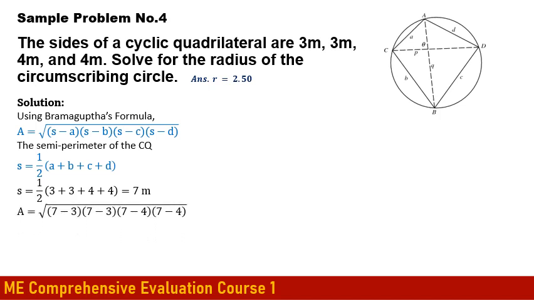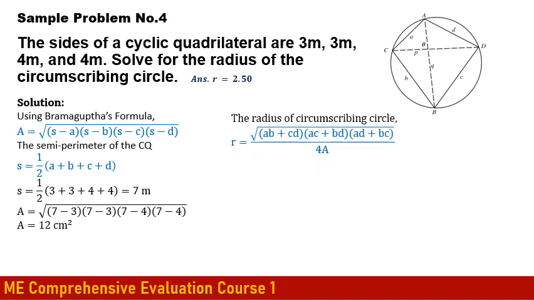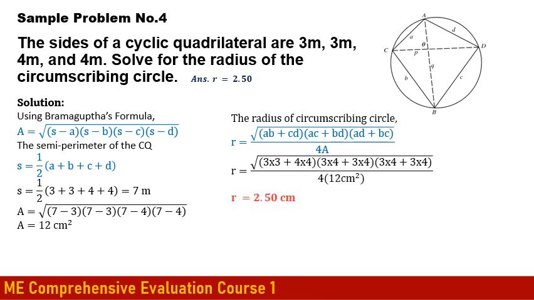So we can get the area of the cyclic quadrilateral using Brahmagupta's formula, and we got the area of the cyclic quadrilateral as 12 centimeters squared. The area of the cyclic quadrilateral is related to the radius of the circle using the formula that you can see here. And if we're going to solve for the radius, then we can substitute the value of the area and also the length of the sides of the cyclic quadrilateral for us to obtain the value of the radius of the circle, which is 2.5 centimeter.